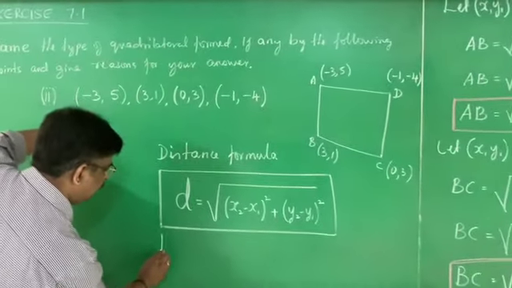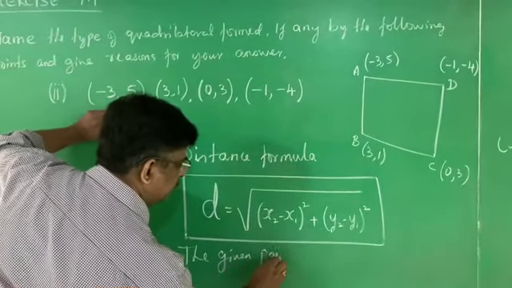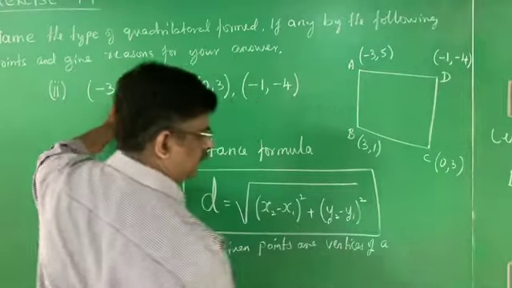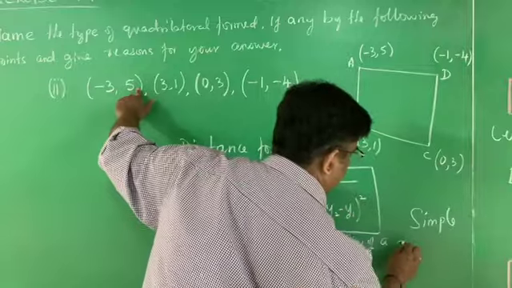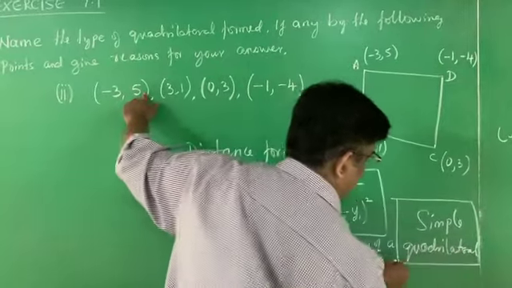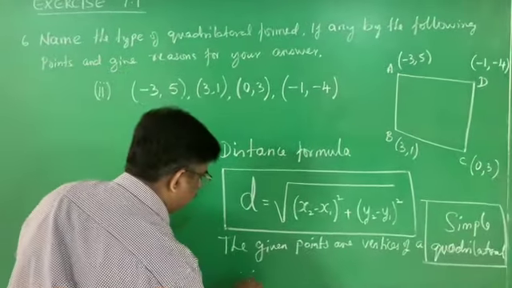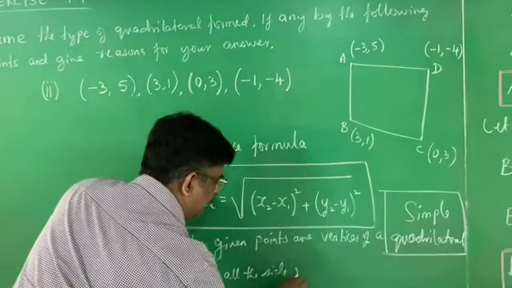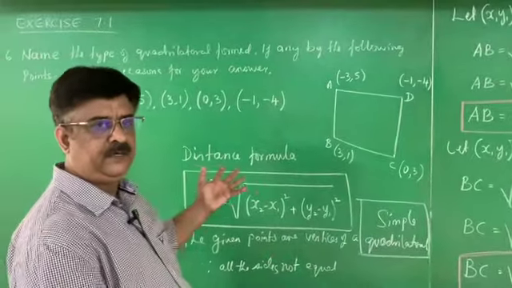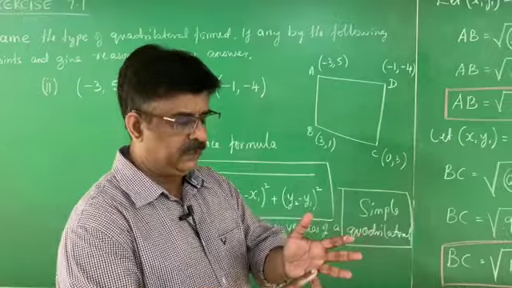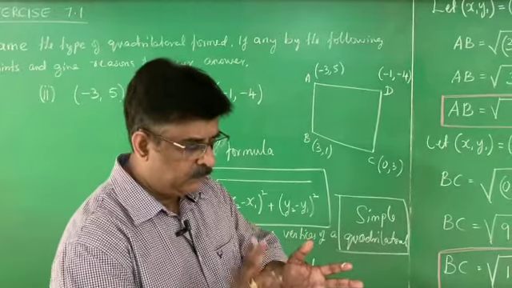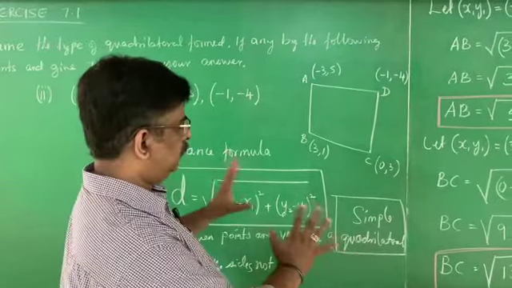Therefore, the given points are the vertices of a simple quadrilateral, because all the sides are not equal, all the sides are different. Therefore, it cannot be a square. If it can't be a square, it cannot be a rhombus. It cannot be a rectangle. It cannot be a trapezium. It cannot be a parallelogram. Therefore, it is a simple quadrilateral.